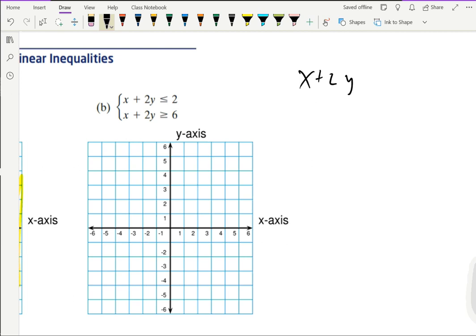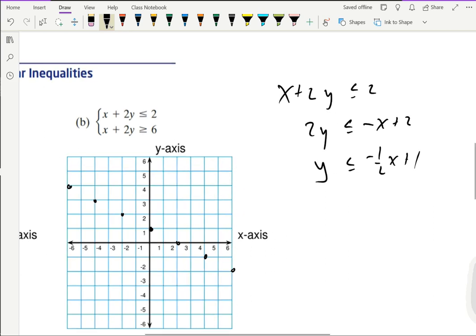So x plus 2y less than or equal to 2. So that's going to be 2y less than or equal to negative x plus 2. When we divide by 2, we get negative a half x plus 1. So it's going to start at 1 here. It's going down, so down 1 over 2, or up 1 left 2. And again, both of these are or equal to, so I do want to go ahead and make a solid line.